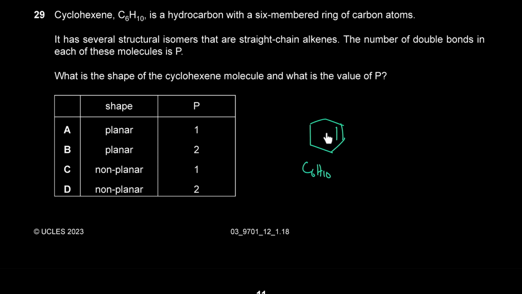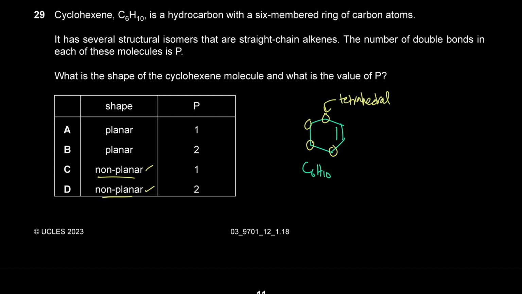So first of all, is this molecule planar or non-planar? In this compound, each of these carbon atoms has tetrahedral geometry, because they're bonded to 4 different atoms or groups of atoms, which makes this compound non-planar.